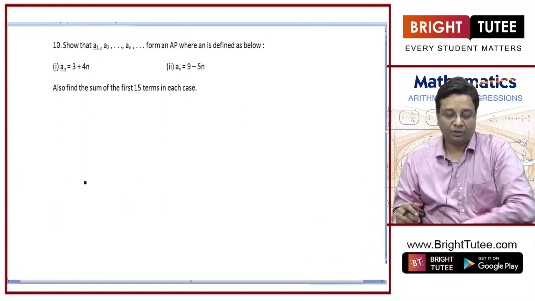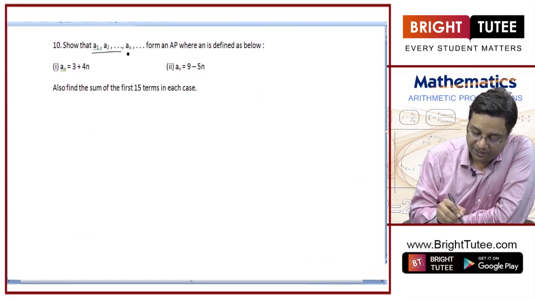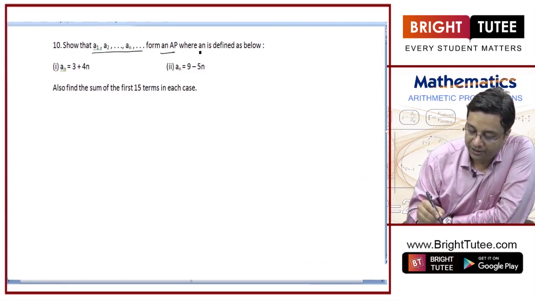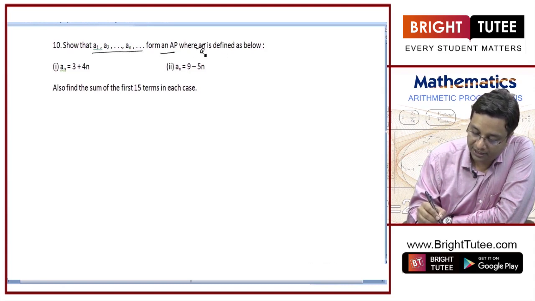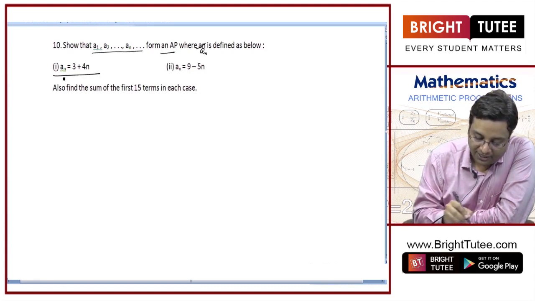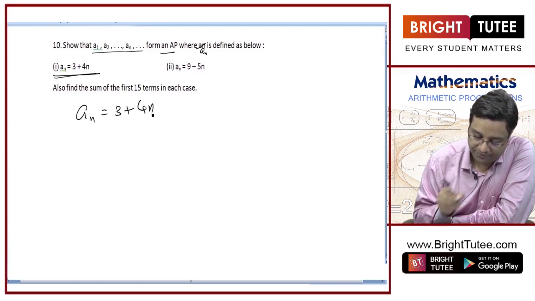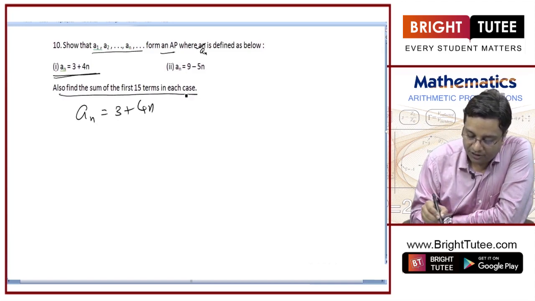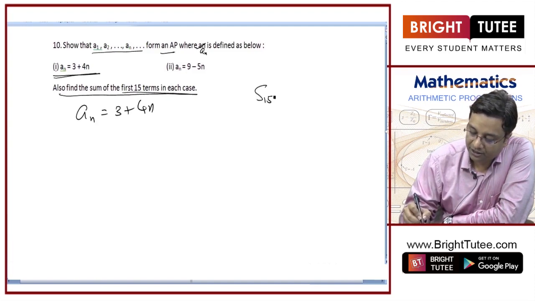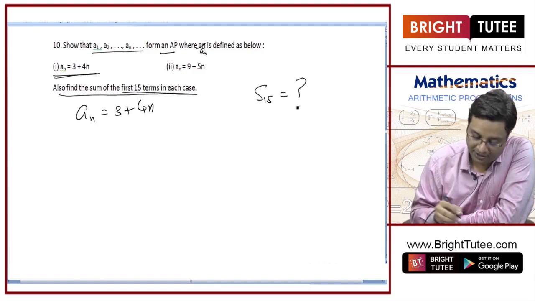Okay, let's look at one more question here. If A1, A2 up to AN form an AP where AN is defined as below, AN is equal to 3 plus 4n. Find the sum of first 15 terms. We need to find S15, right?